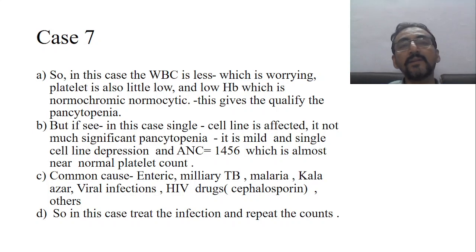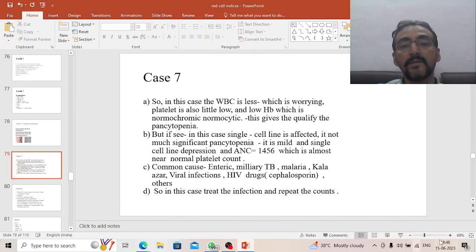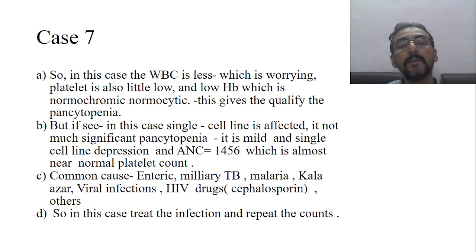So in this case, WBC is less, which is a little worrying. Platelet is also a little low, that is also worrying, and HB is also low. But the peripheral blood smear picture is not given here. It is actually normochromic normocytic. In the last class we have seen the normochromic normocytic.